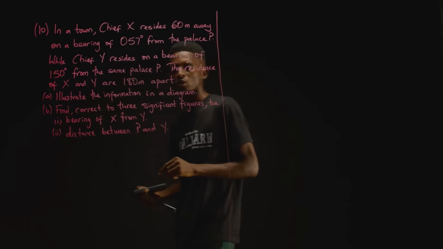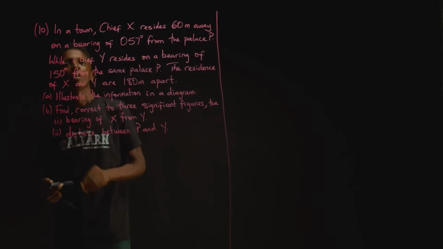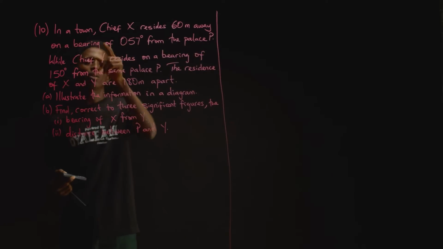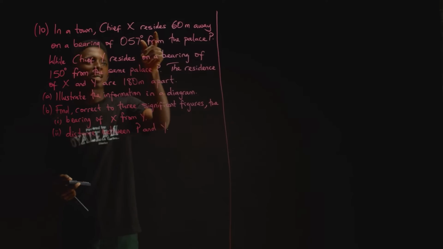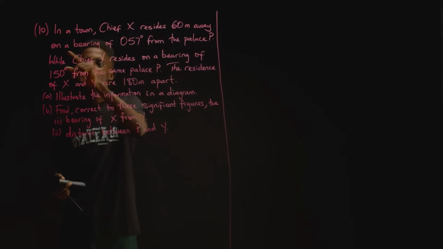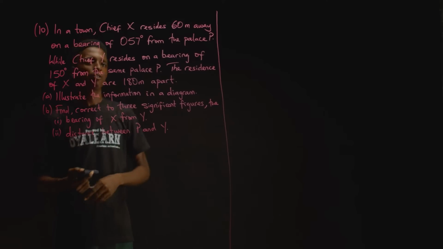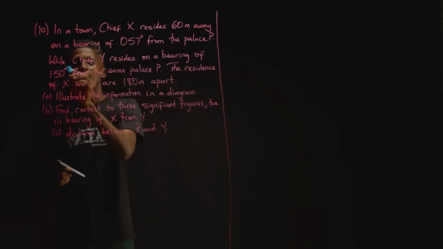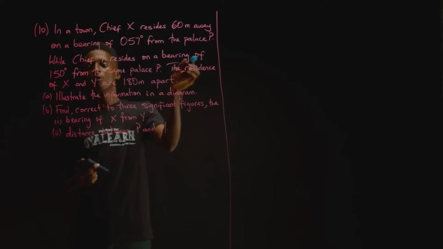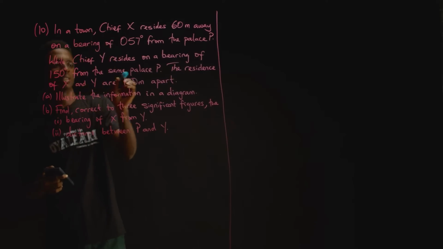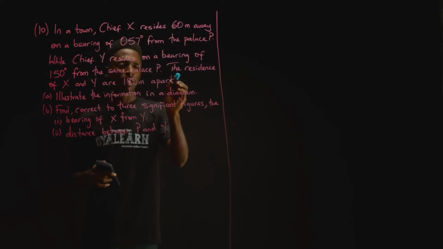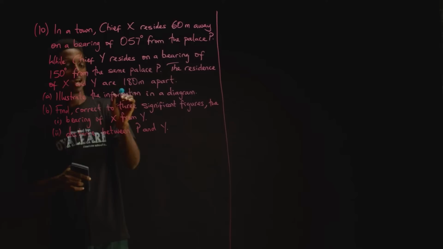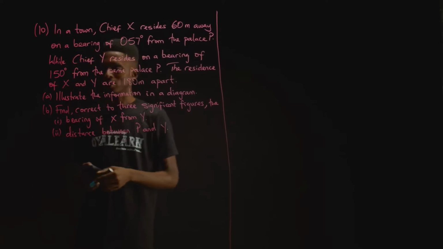Now let's solve question 10. In a town, Chief X resides 60 meters away on a bearing of 57 degrees from the palace P, while Chief Y resides on a bearing of 150 degrees from the same palace P. The residents of X and Y are 180 meters apart.